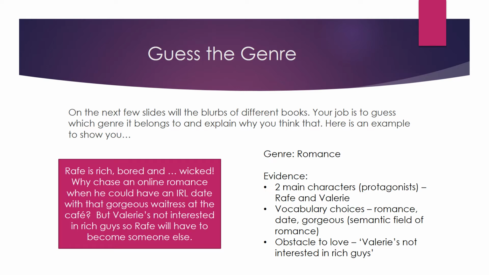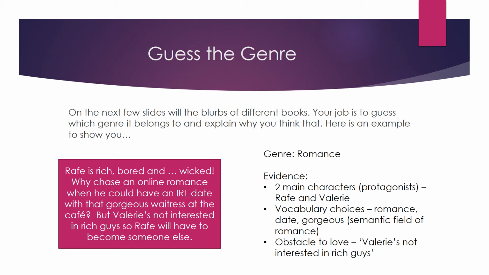And the evidence for this is that I have two main characters or protagonists, so Rafe and Valerie. The vocabulary choices that have been made in this blurb are a semantic field of romance. Now, if you think back to the poetry work that we did, we looked at what the term semantic field means. It means a group of words that are linked by topic or theme.